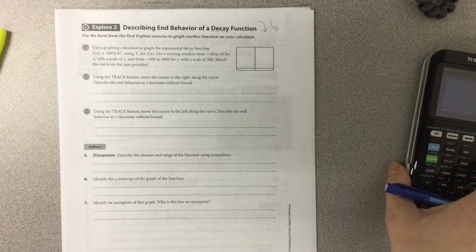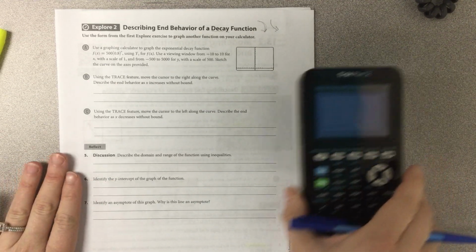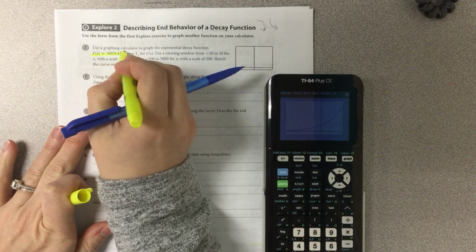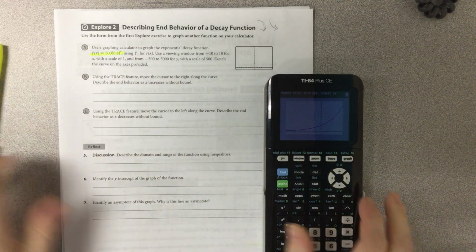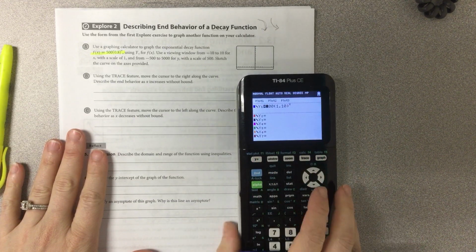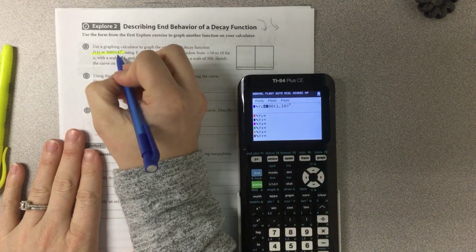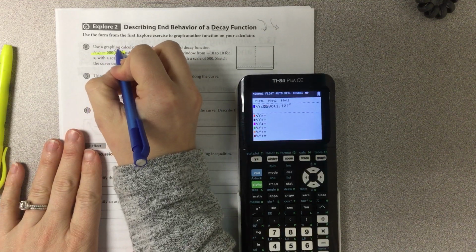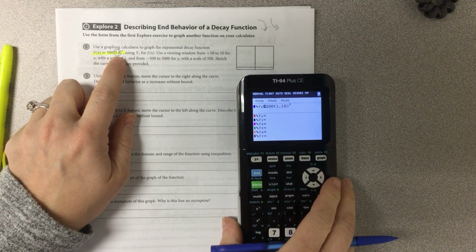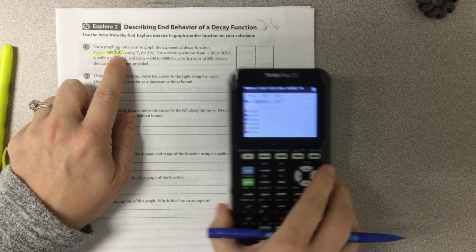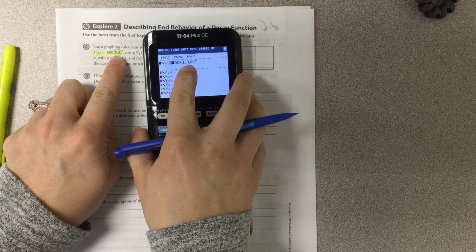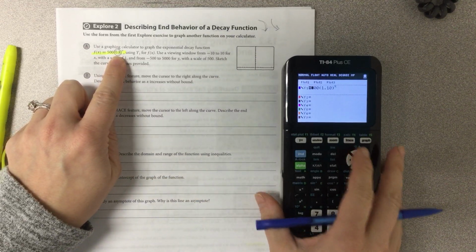All right, so use the form from the first exercise to graph another function. Here again, they give us the function that they want us to put in the calculator. We'll talk in just a few minutes about the difference between the first one we graphed and the second one. That difference really lies right here. In this case, with a decay function, we have a decimal value in the parentheses. In our original one with the growth, we had a value greater than 1. So keep that in mind.